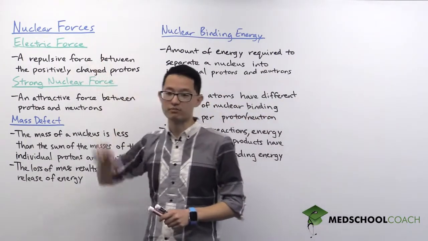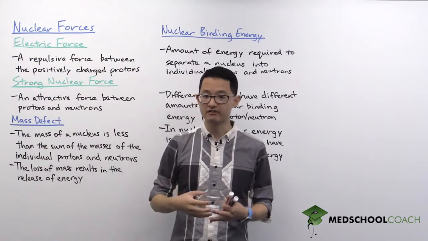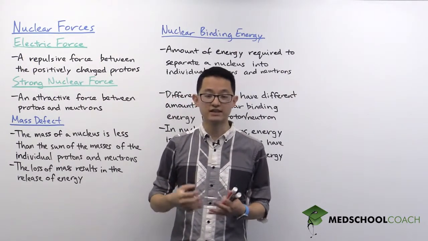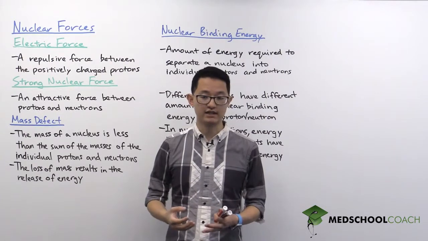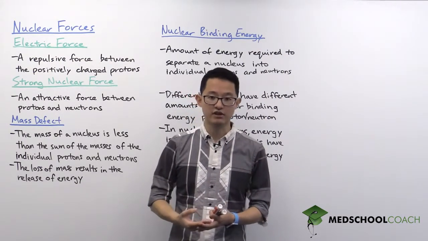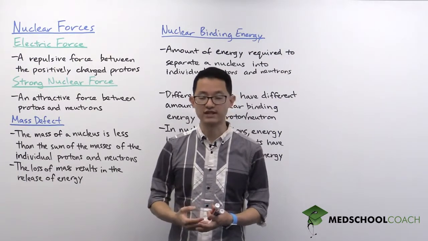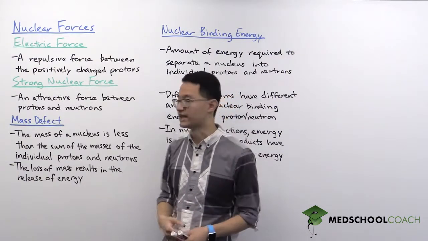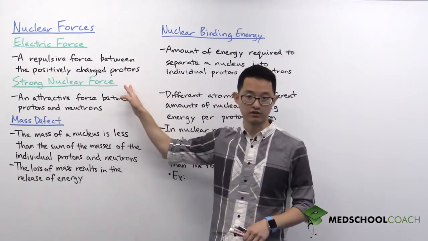Now, the fact that this is a repulsive force means that this interaction is trying to break the nucleus apart. And that's not what we want, so if we're able to form stable nuclei, there must be another force that is an attractive force. And that force is the strong nuclear force.